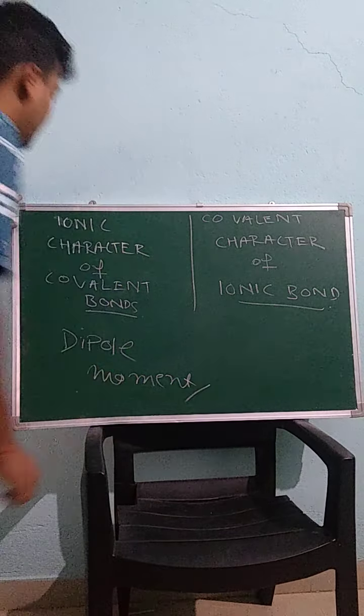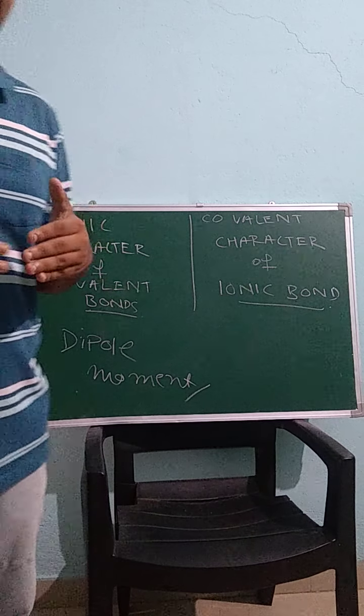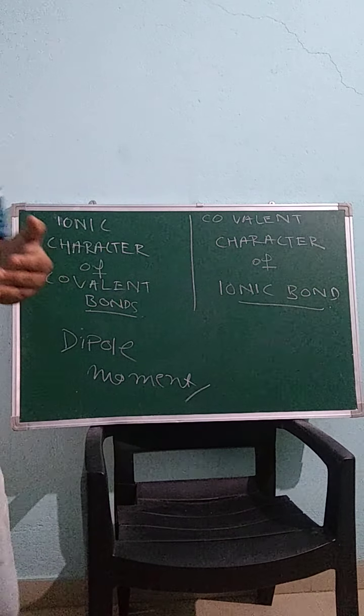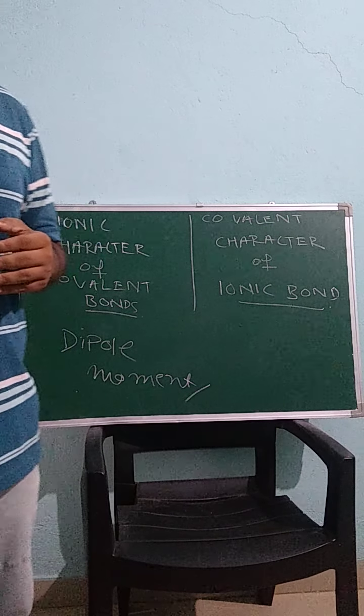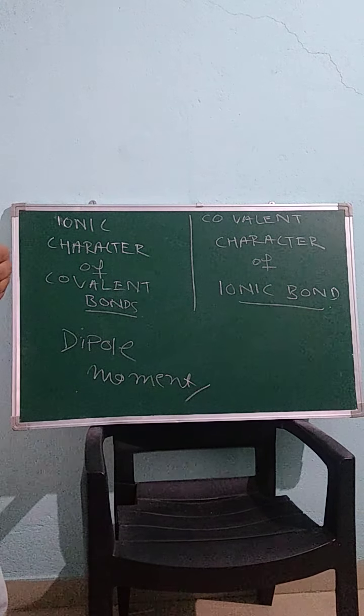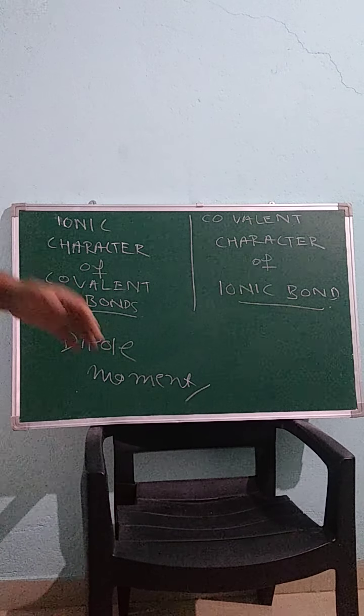In the case of a covalent bond, there is a sharing of an electron cloud or electron pair between two atoms. But in the case of an ionic bond, there is a donation of an electron, meaning the electron is not shared between the two atoms but is donated from one atom to another atom. So that is an ionic bond. And a covalent bond is when the electron pair or electron cloud is shared between the two atoms.